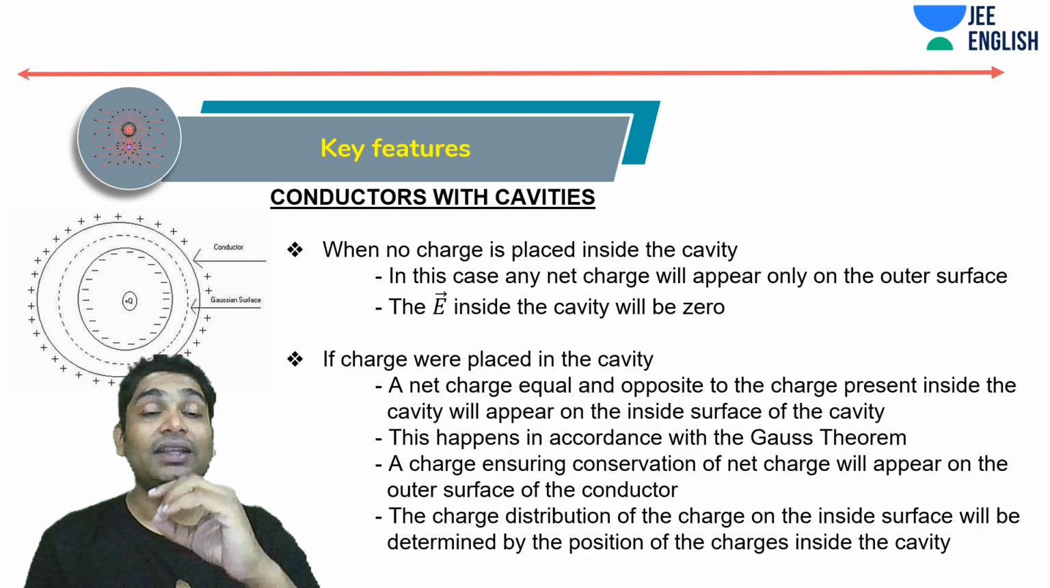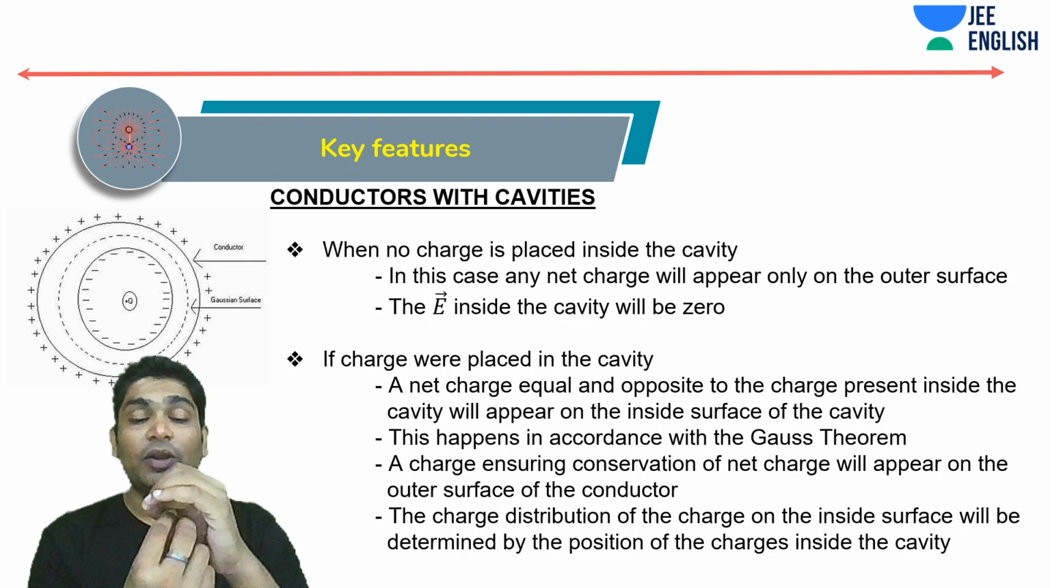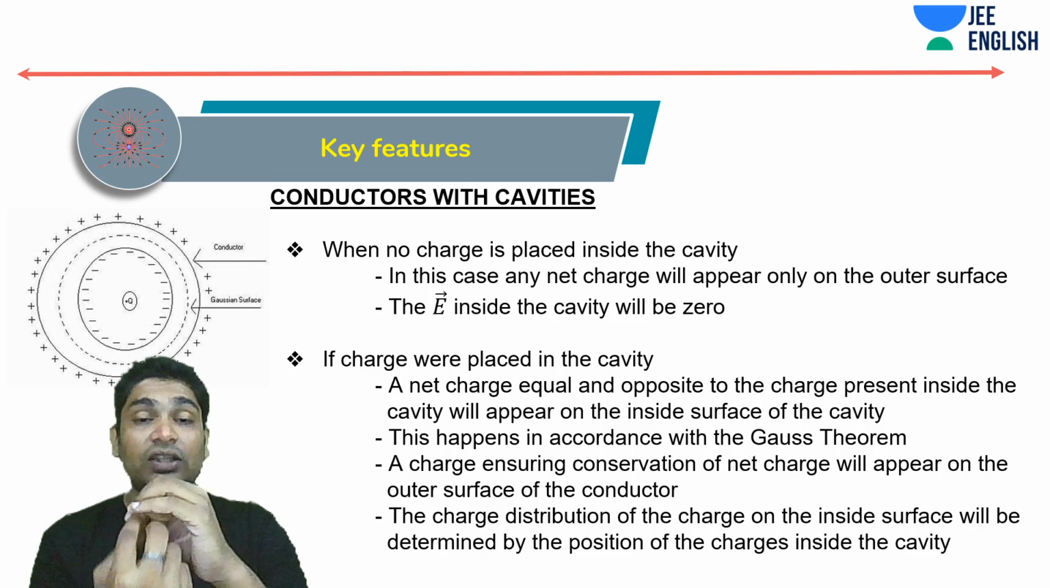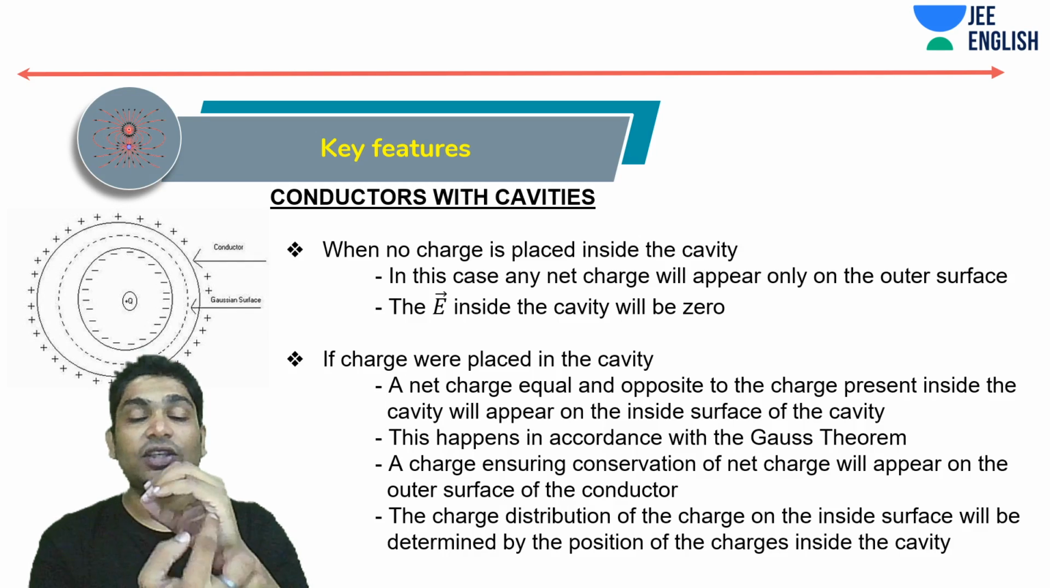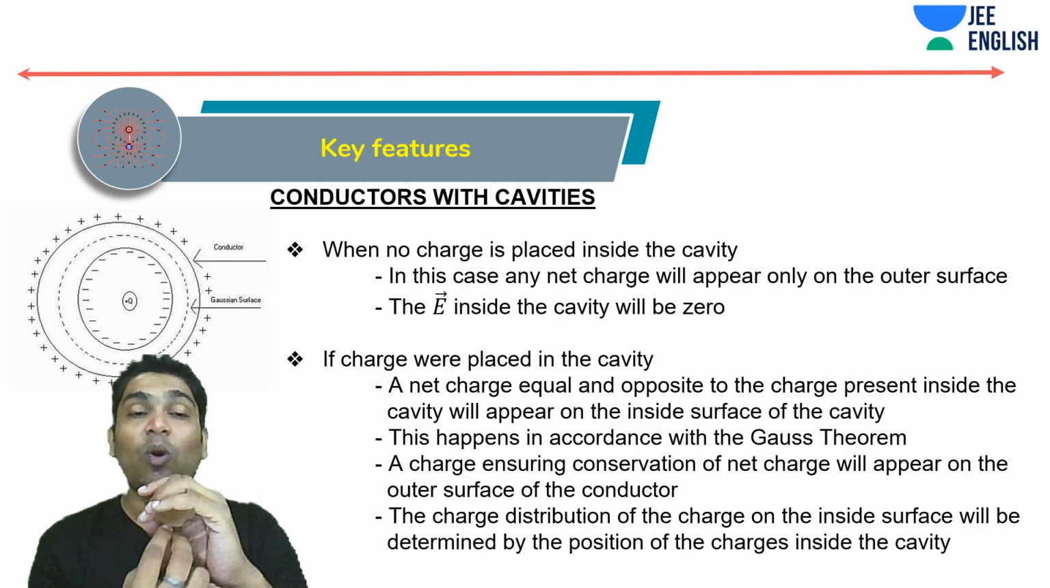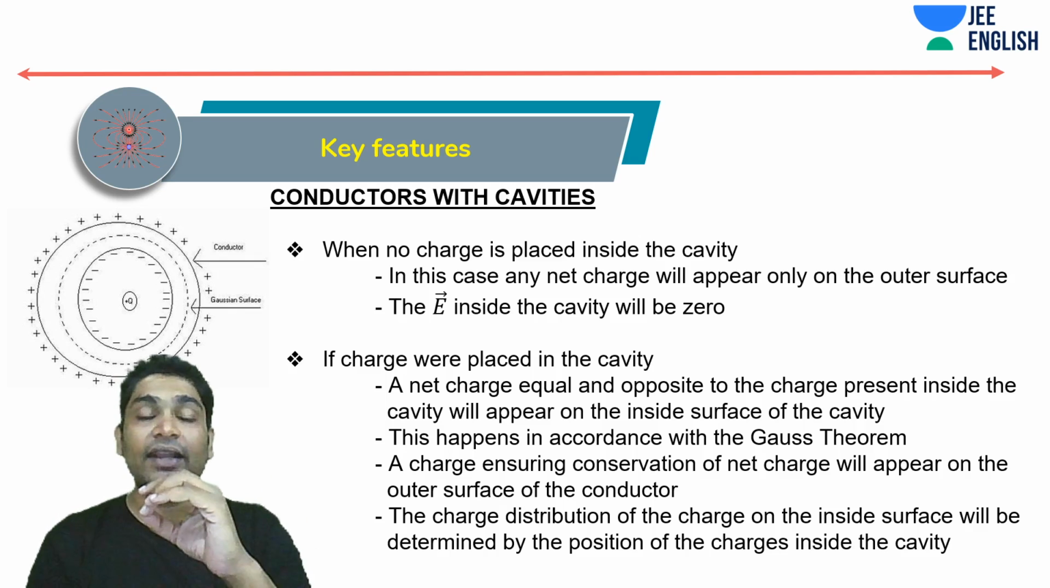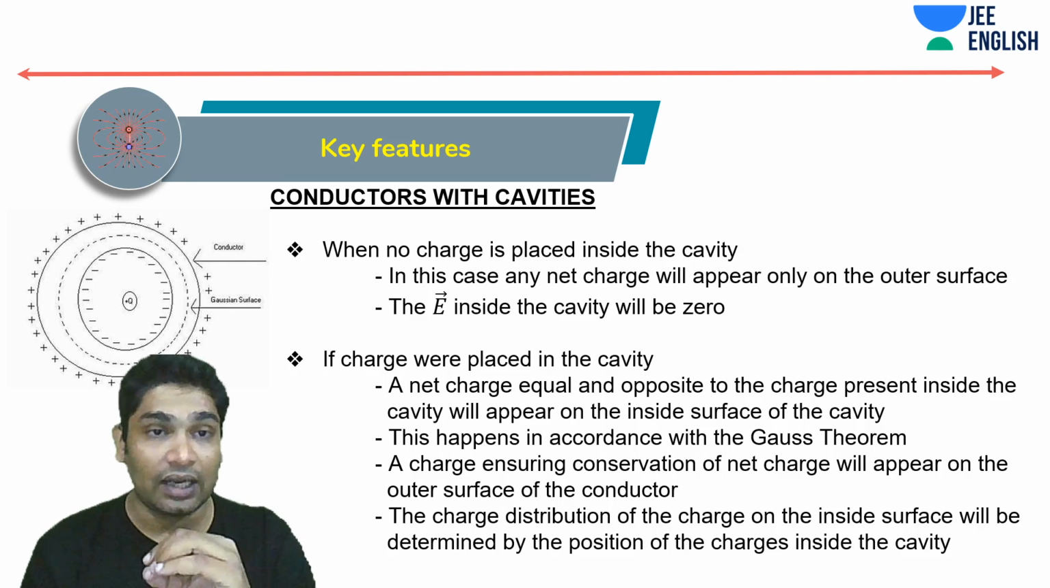And how much charge? Equal and opposite. Why so? Because whatever be the number of field lines originating from this charge, all of them have to be terminated at this boundary. So whatever charge q you keep here, if you keep plus q charge here, a minus q charge has to appear on the inside wall so that it can terminate all the electric field lines originating from this, so that no electric field gets into the volume of the conductor.